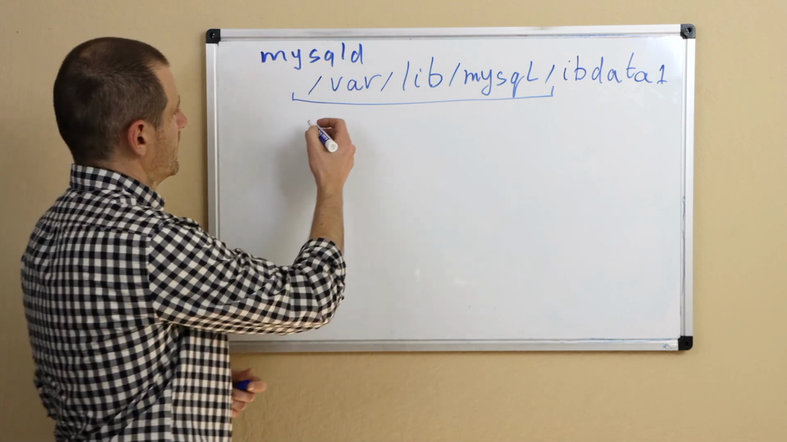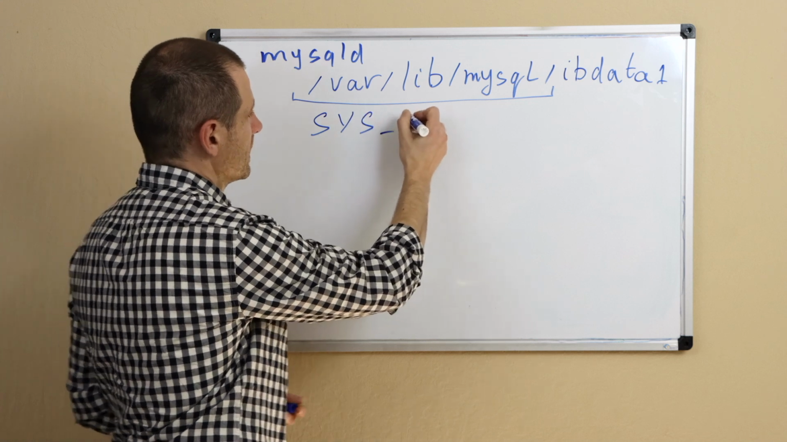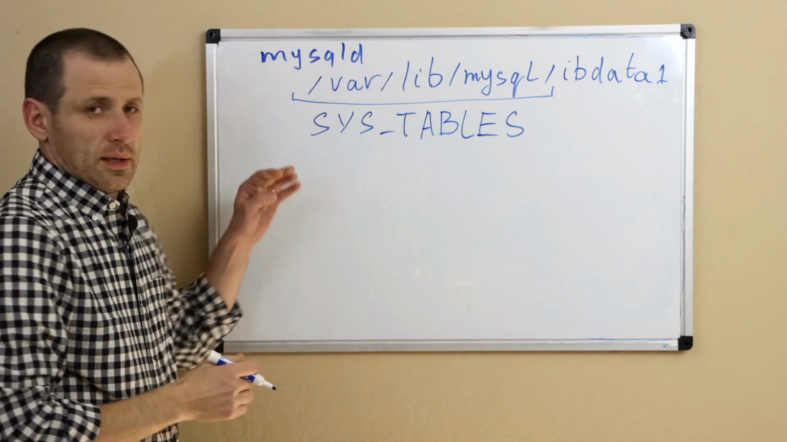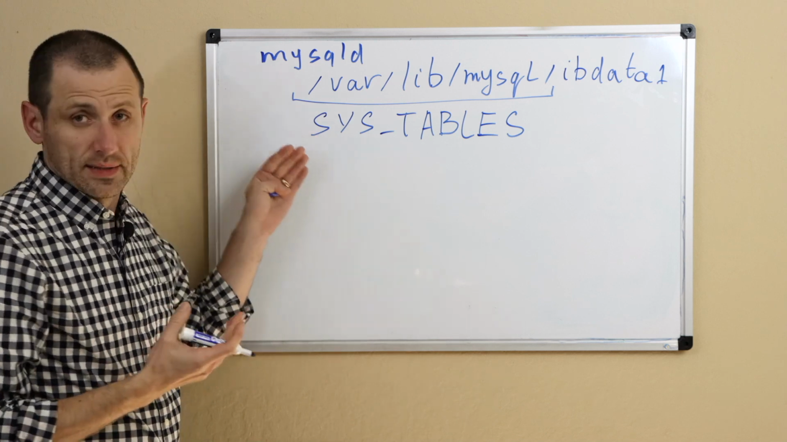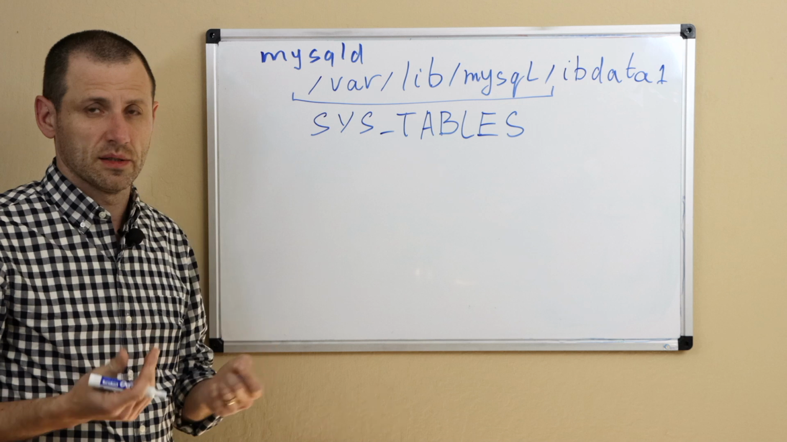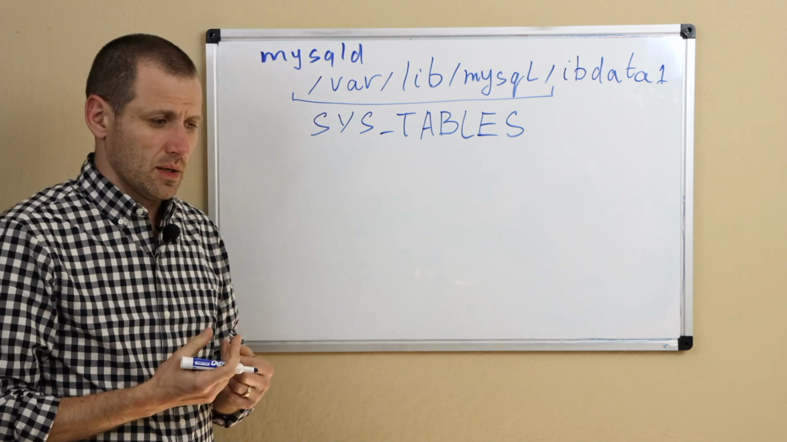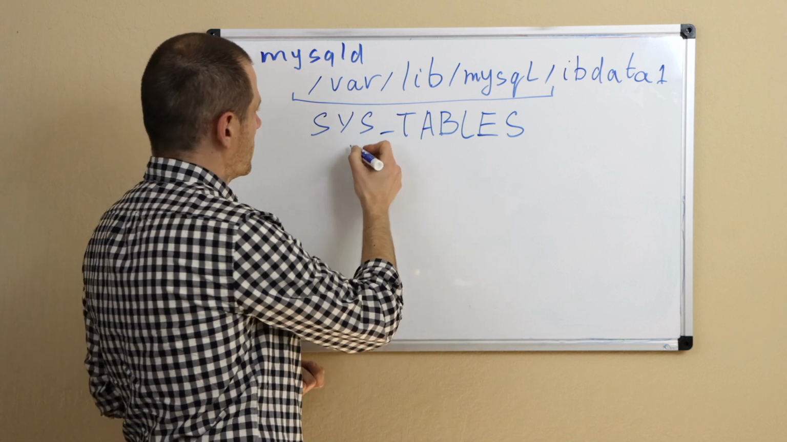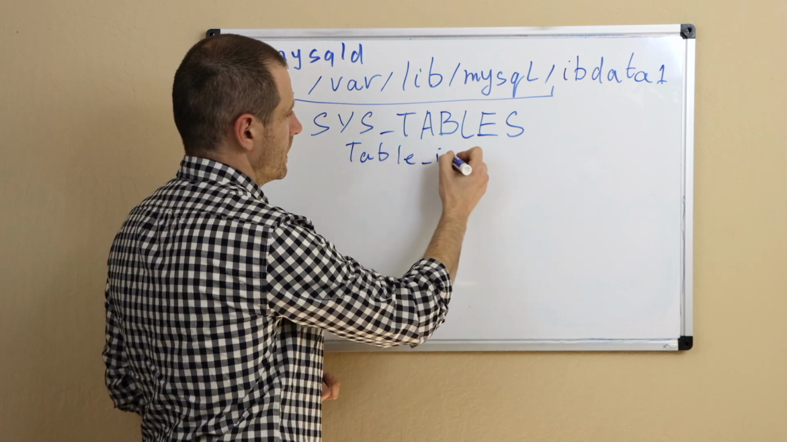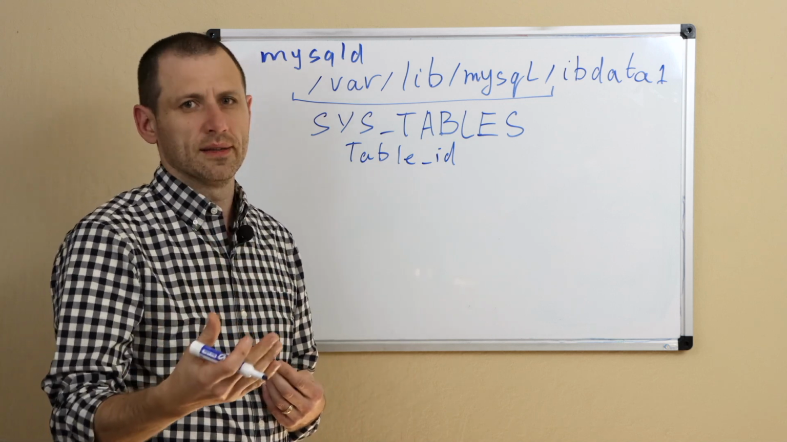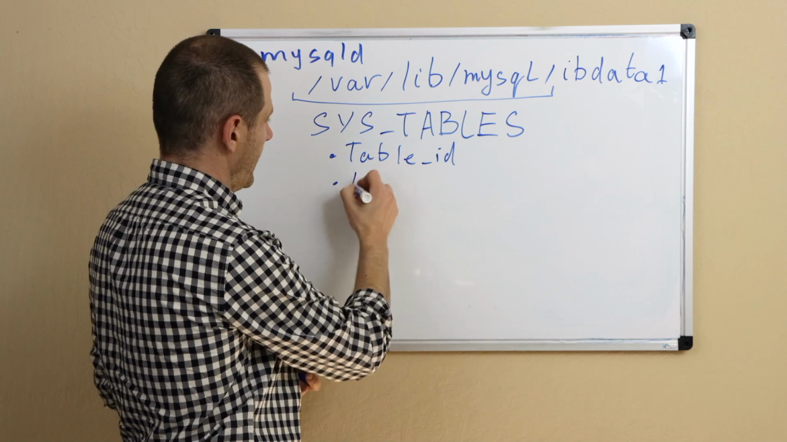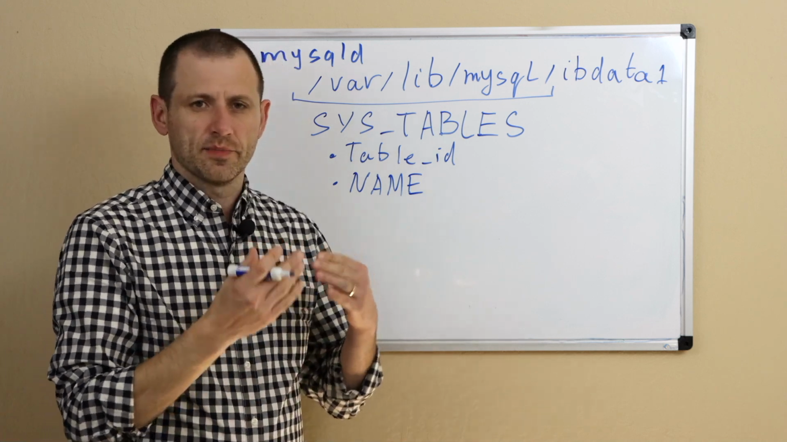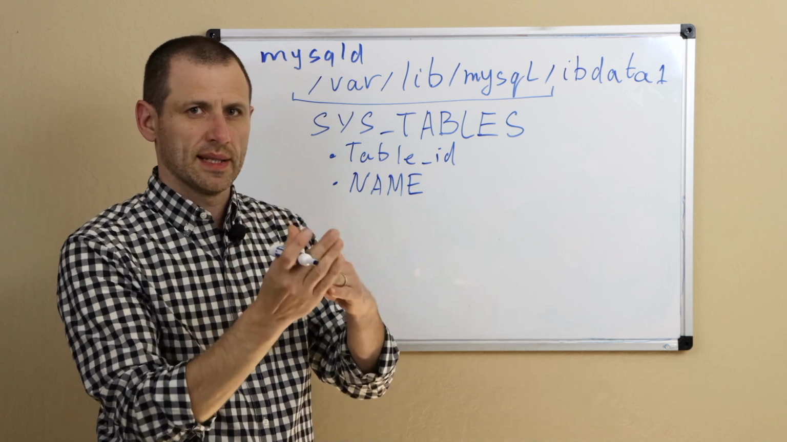Here are some of them. This is the list of tables we can find in the sys tables. As the name says, this table contains the list of tables in InnoDB. SYS_TABLES has several fields that are interesting for us. First of all, it's the table ID. This is an auto-incrementing integer. Then name. It's the table name, but it has a special format: database name / table name.